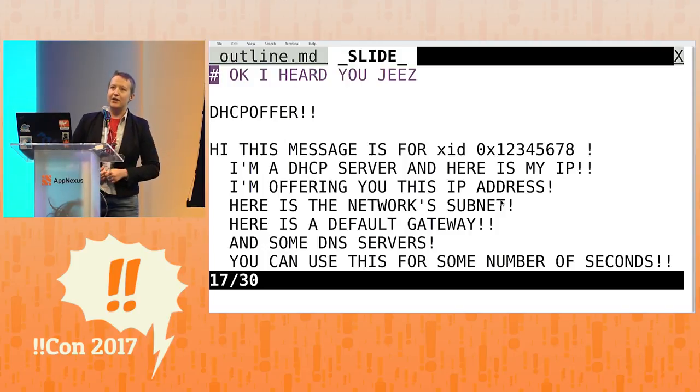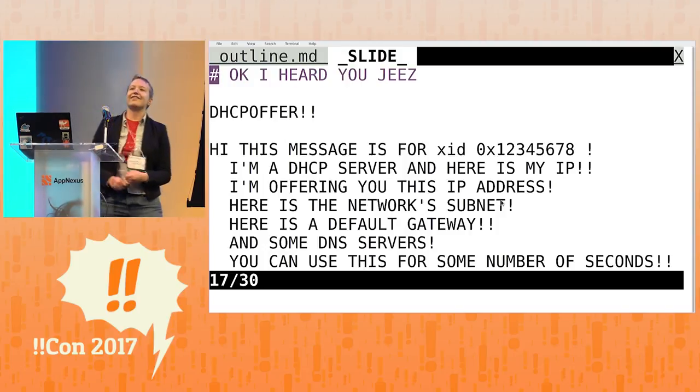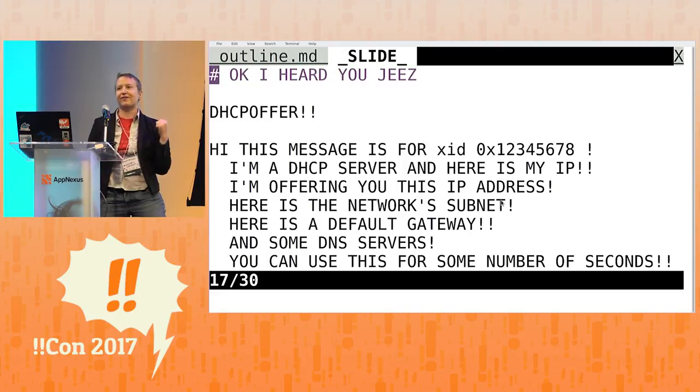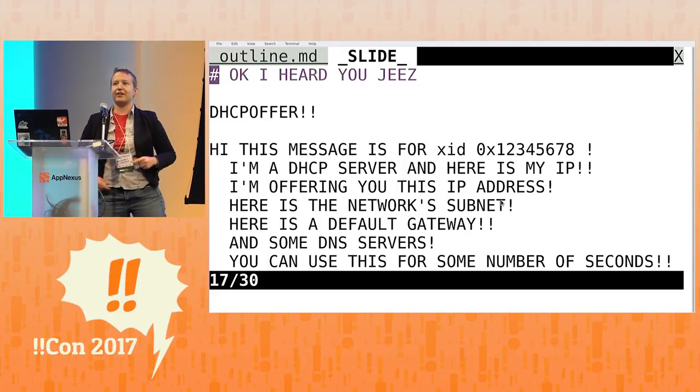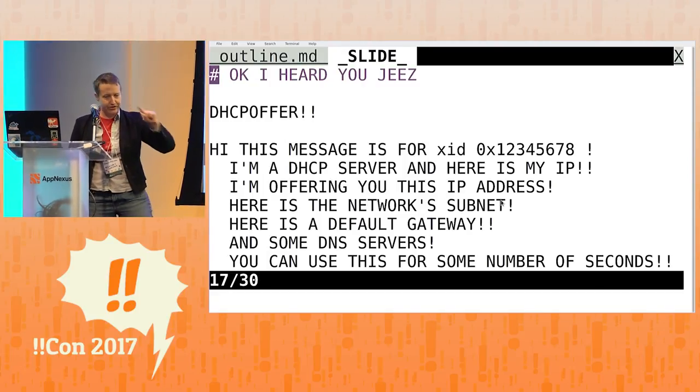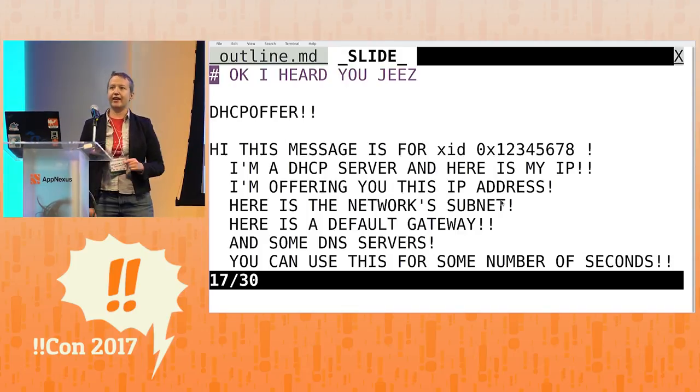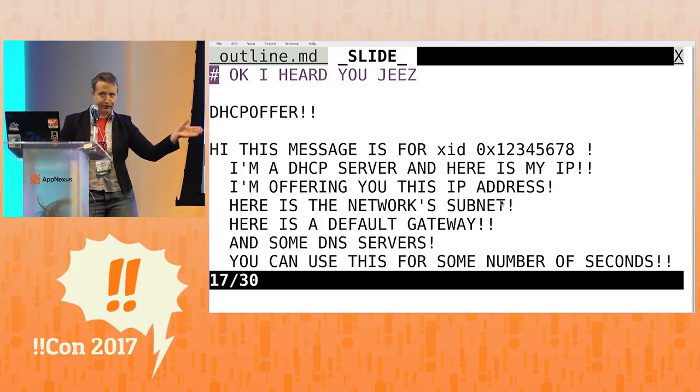And what they're going to say is, OK, hi, this message is for XID 12345678. I'm a DHCP server. Here's my IP. I'm going to give you this IP address. Here's the network subnet. Here's a default gateway. Here's some DNS servers. You can use this for some number of seconds if you like it.